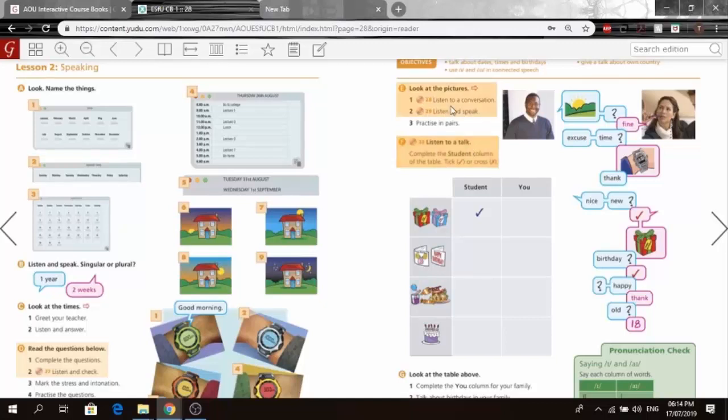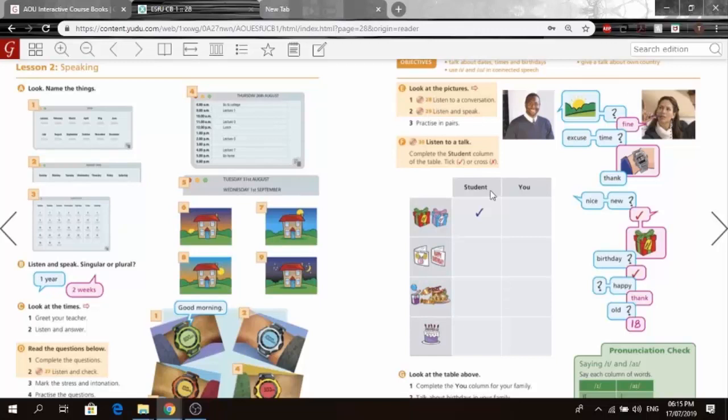Do you have birthday presents in your family? Yes, we do. Do you have birthday cards? Yes, we do. What about a birthday party? No, we don't have a party. What about a cake? A birthday cake? Yes, we do. We have a birthday cake.